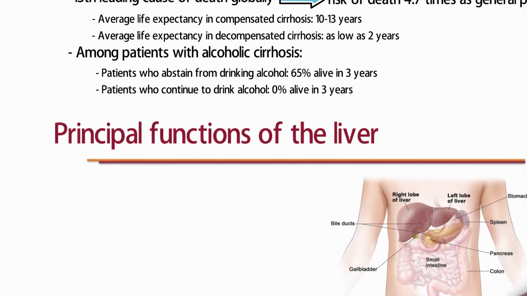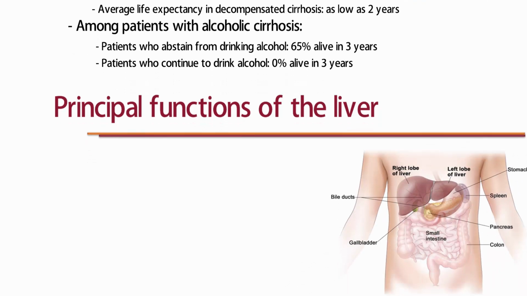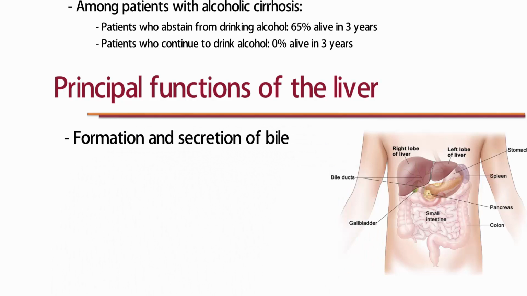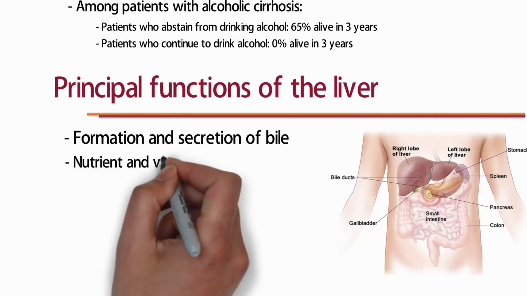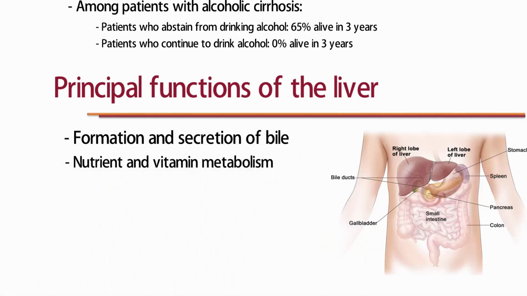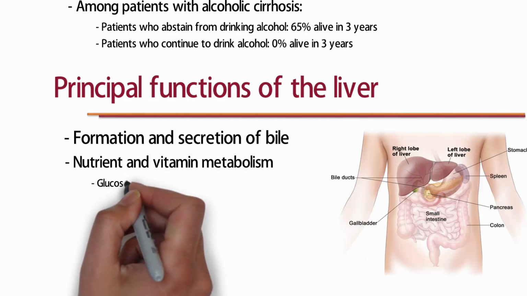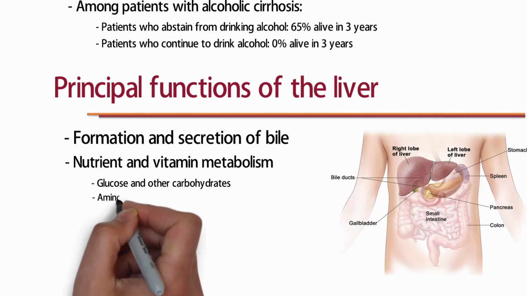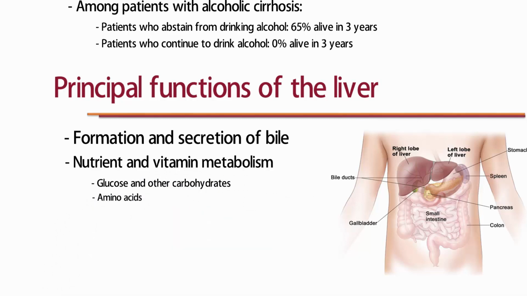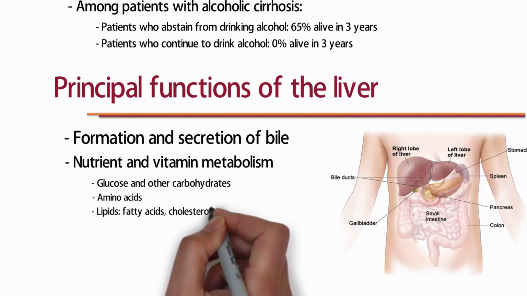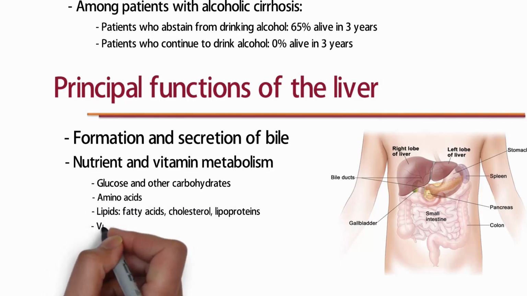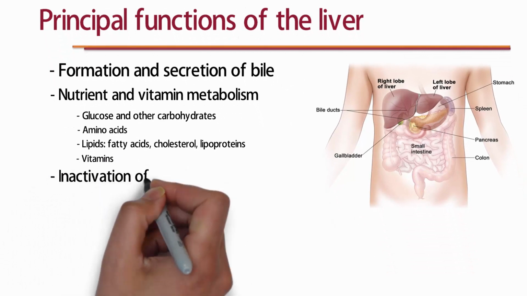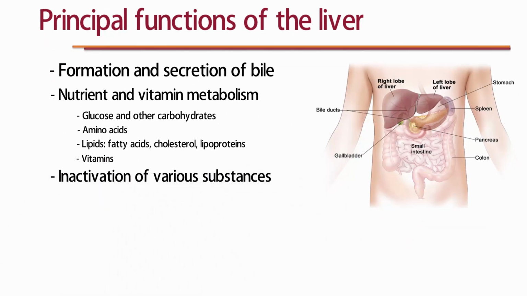Let's take a look at the function of the liver. The liver is responsible for formation and secretion of the bile. It is also responsible for nutrient and vitamin metabolism, such as glucose and other carbohydrates, amino acids, lipids, and vitamins. The liver is also responsible for inactivation of various substances, such as toxins, steroids, and other hormones.